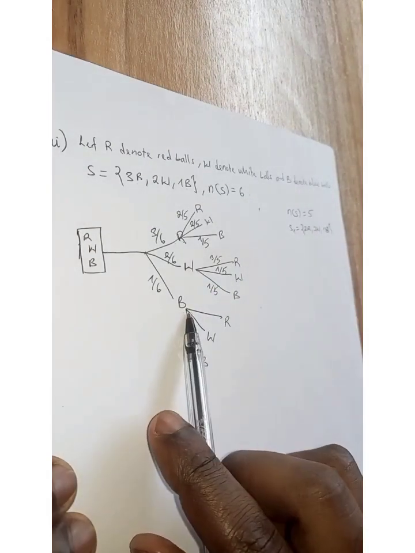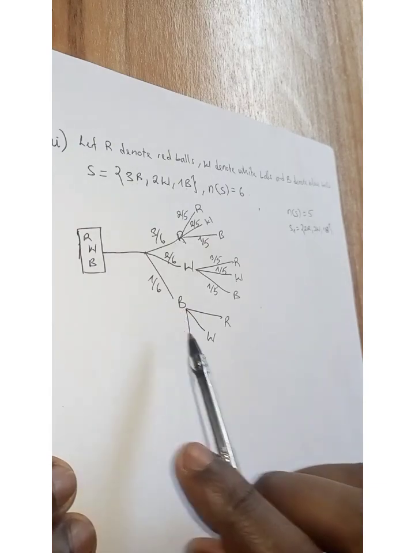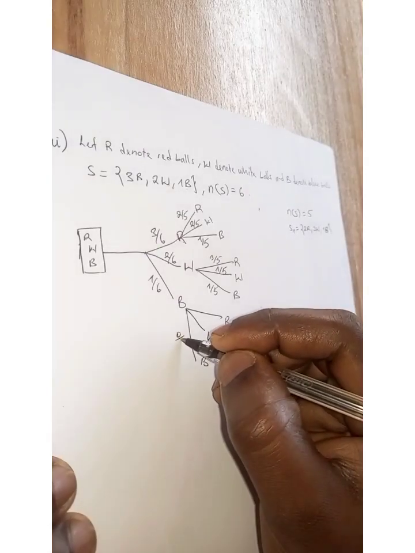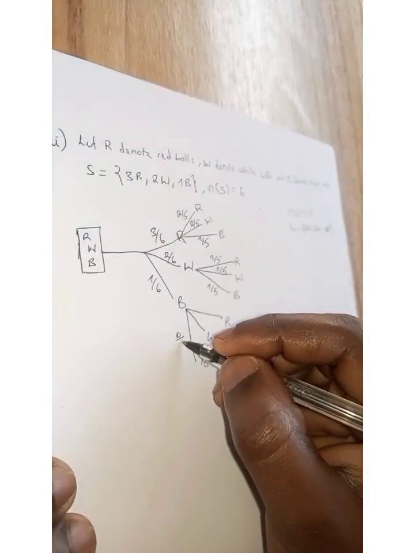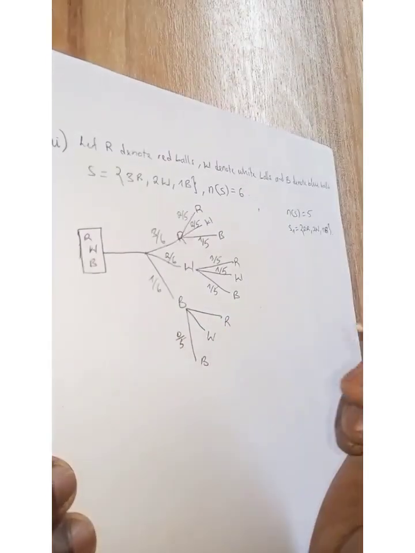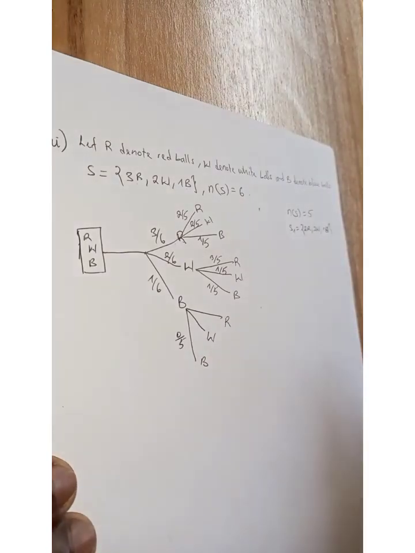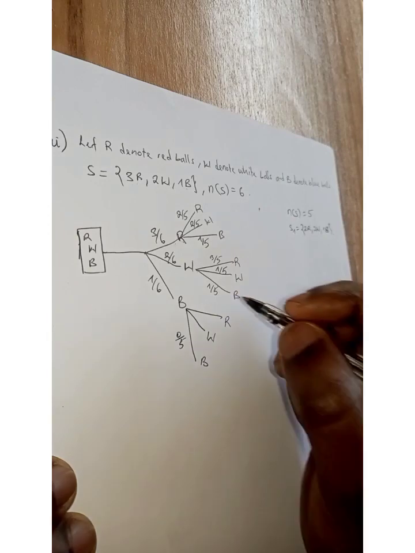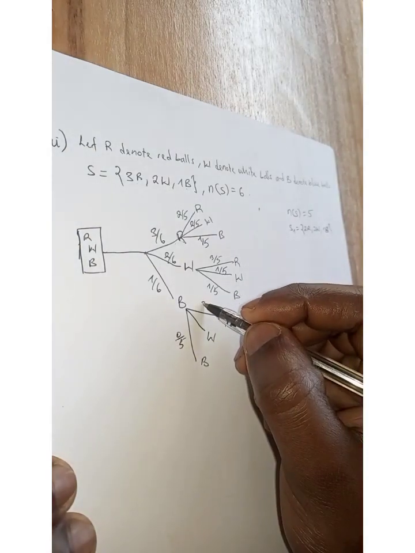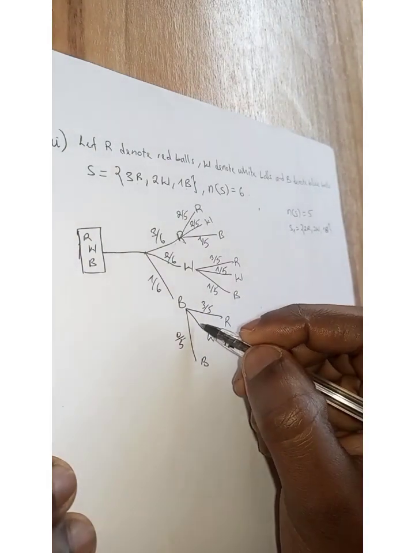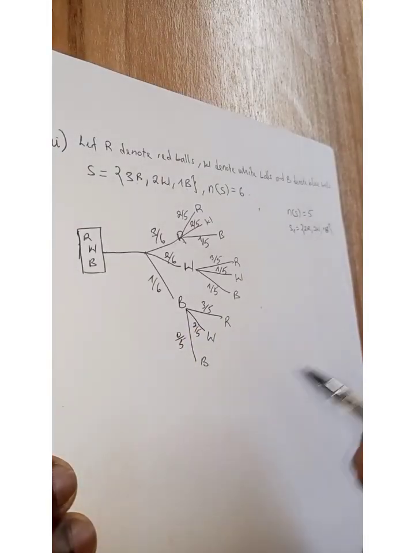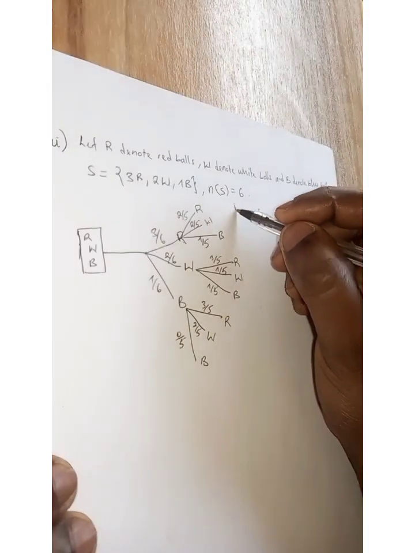But if rather it was a blue ball that was taken out, it means that the number of blue balls, which was initially 1, has gone down to 0 out of 5 because the sample space has gone down by 1. And so the number of red balls remains 3 out of 5, and the number of white balls remains 2 out of 5. So this is our complete probability tree diagram.